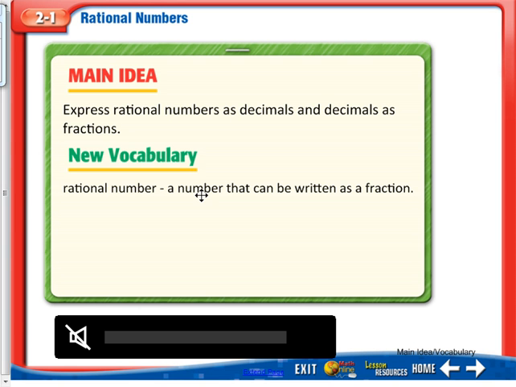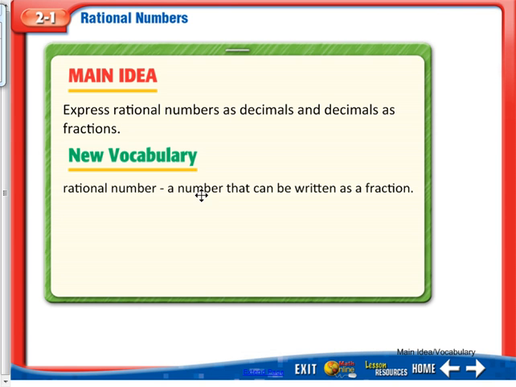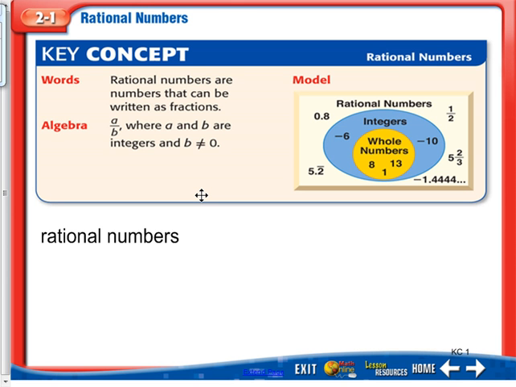All right, for Chapter 2, Lesson 1, we will be expressing rational numbers as decimals and decimals as fractions. A rational number is a number that can be written as a fraction. So we'll talk a little bit about this chart here. Looking at this chart, you see the inside here, whole numbers. That includes our 0, 1, 2, 3, 4, all positive numbers, including 0.